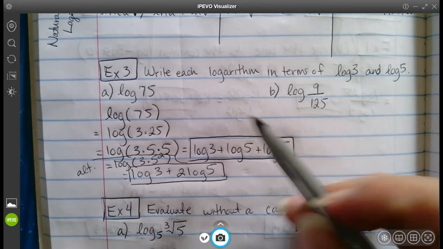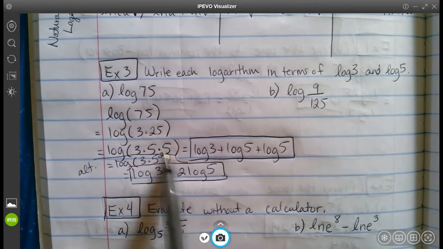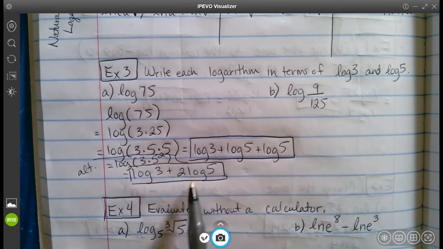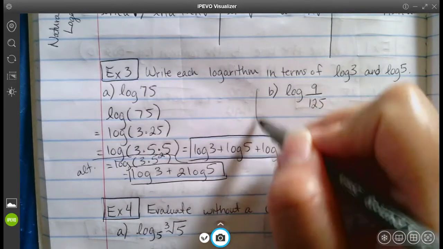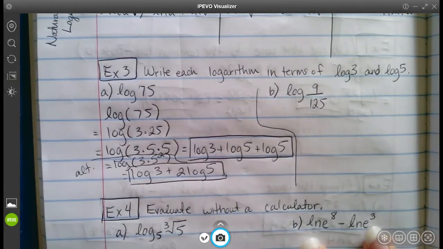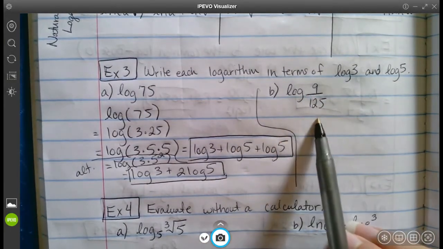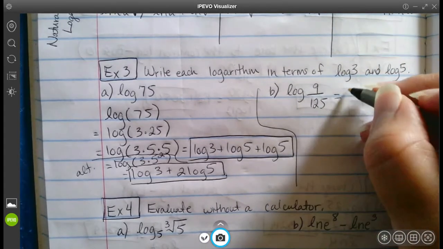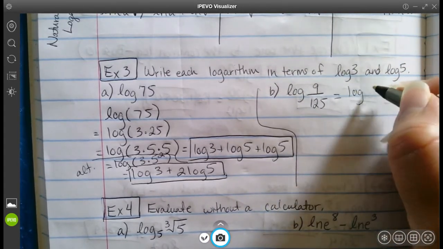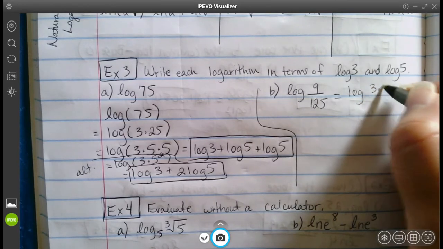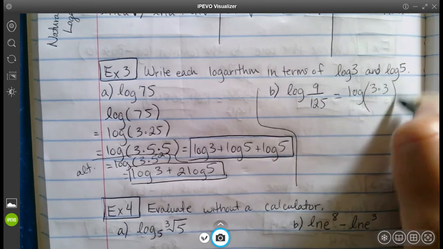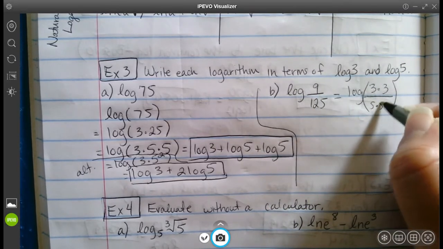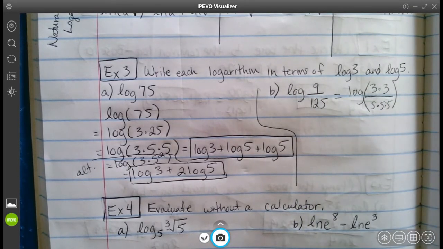Okay, basic stuff. Multiplication means addition. Power means it goes to the front of that term. For letter B, same thing. Now we're dealing with log 9 and 125. So I'm going to rewrite this up here first, just for the room. I know that 9 is 3 times 3, and I know that 125 is 5 times 5 times 5.